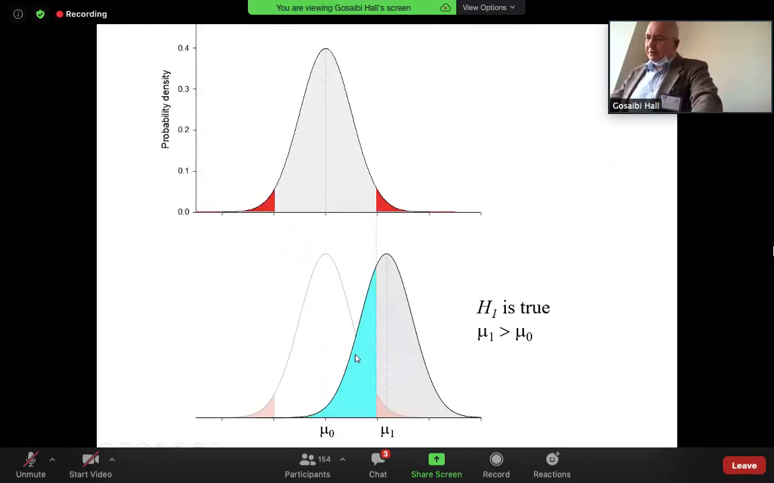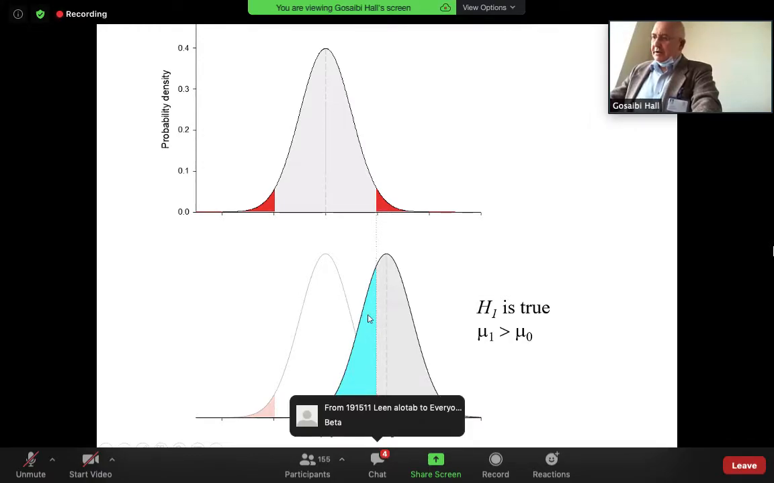So what's this blue region? The red region is the significance level, a type 1 error. So the blue region is beta, yes, correct. So we've got mu1 greater than mu0, in other words, it's here. And the remaining area, the rest of this curve, is known as the power of the test. As I was saying previously, it looks like more than 50%.